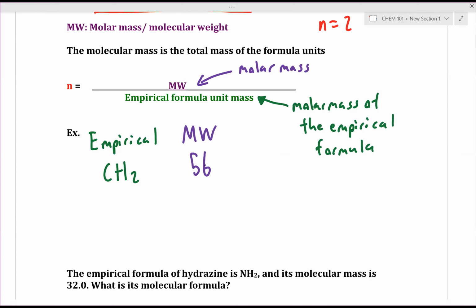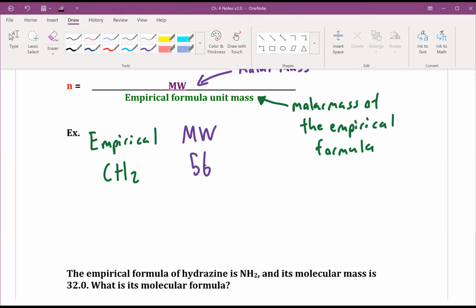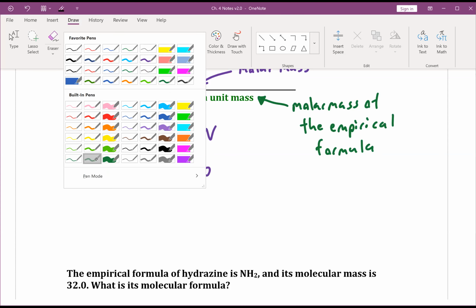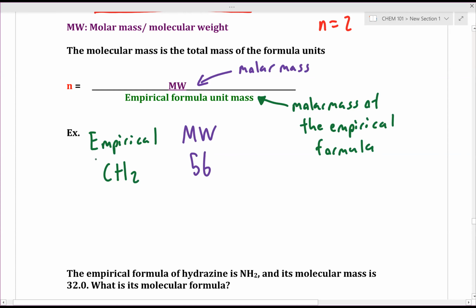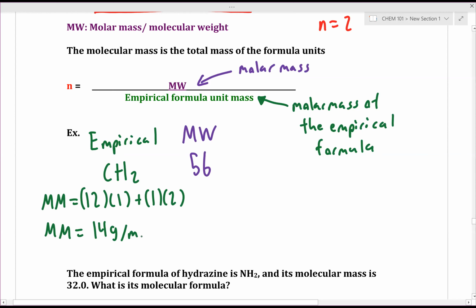So then, let's show how we would calculate N. Our first order of business in this problem, given the empirical formula, is this: can I calculate a molar mass just like I've done whenever I'm given any other formula? Yes. So then our molar mass is equal to 12 for carbon times 1 carbon atom plus 1 for hydrogen times 2 hydrogen atoms. And that in turn gives us a molar mass of 14 grams per mole.